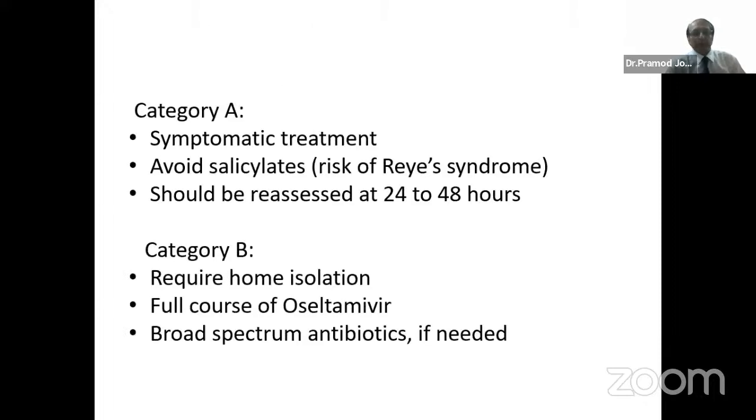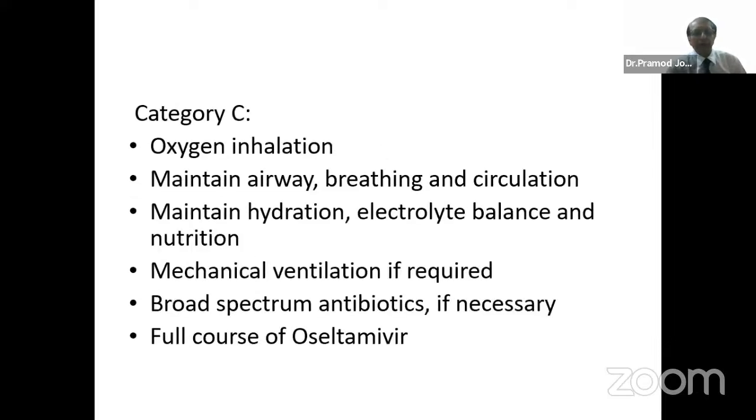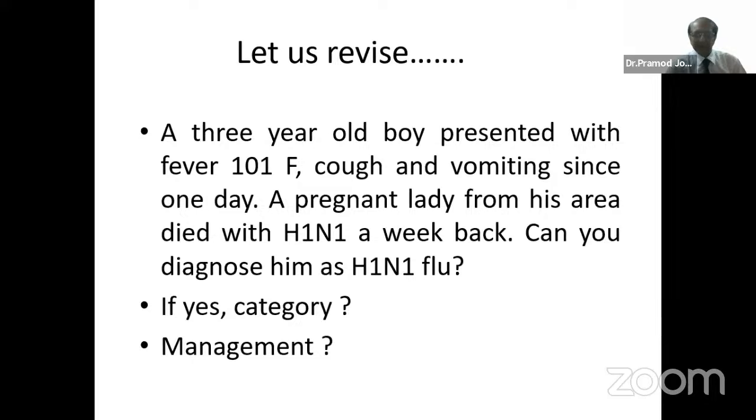As I told you, in category A, it is symptomatic treatment, and you have to avoid salicylates and reassess after 24 to 48 hours. In category B, you require home isolation and then a full course of oseltamivir and broad spectrum antibiotics if needed. And of course, for category C, along with airway, breathing, circulation maintenance, oxygen, hydration, and ventilation if required, and antibiotics if required, you have to give a full course of oseltamivir.